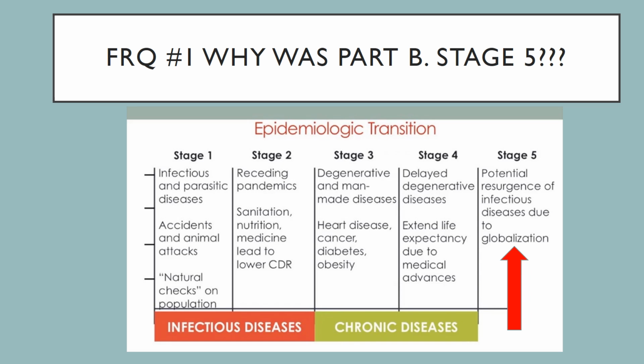Many of you just tapped into background knowledge, which is great, but said it was stage 2. It's actually stage 5. And the reason for that is because of where my red arrow is pointing there. It's diseases that are resurging because of globalization, which we don't have in stage 2. We're not in stage 2. Okay, I hope that makes sense to everybody.